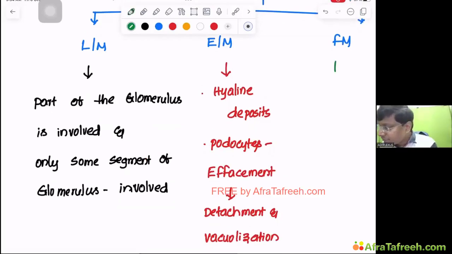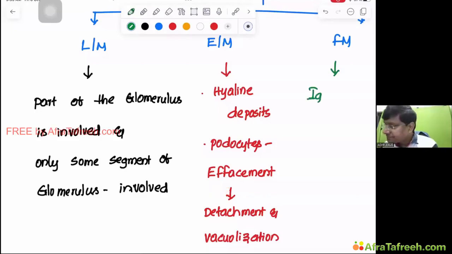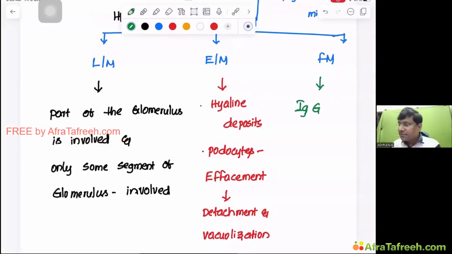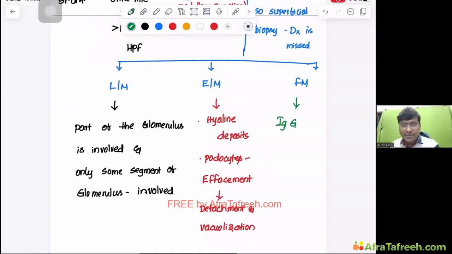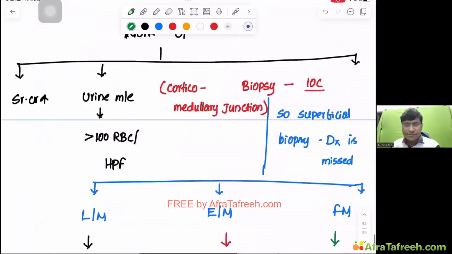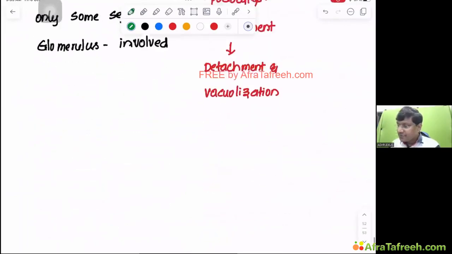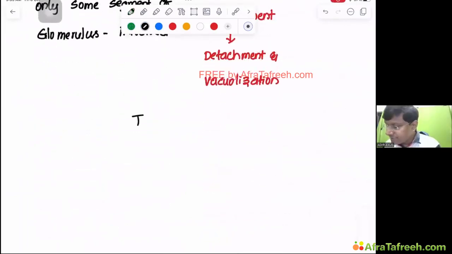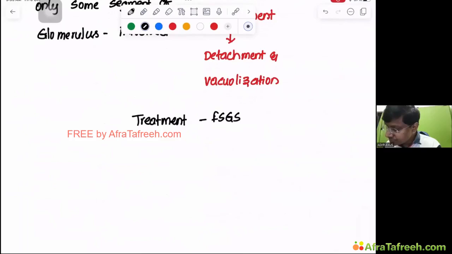Then in the fluorescent microscopy, you will notice the presence of IgG. So this is about the biopsy picture in patients with focal segmental glomerulosclerosis. That is the investigation of choice in these patients. Then, how do you treat these patients? Coming to the treatment of focal segmental glomerulosclerosis.